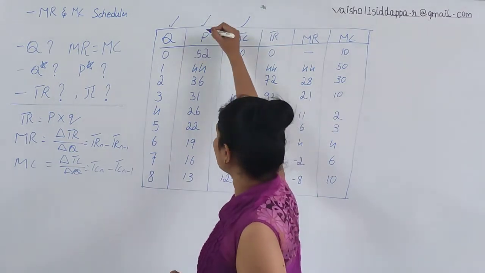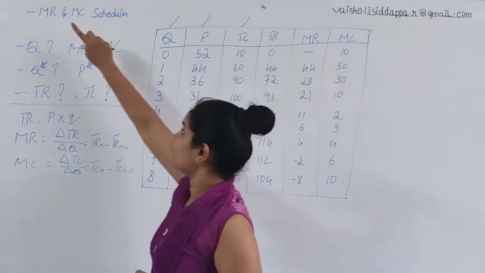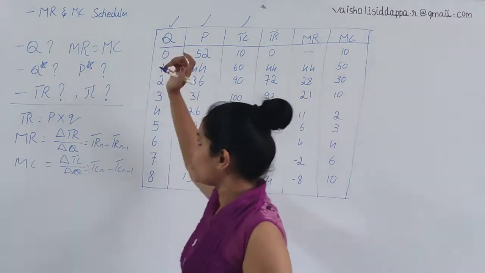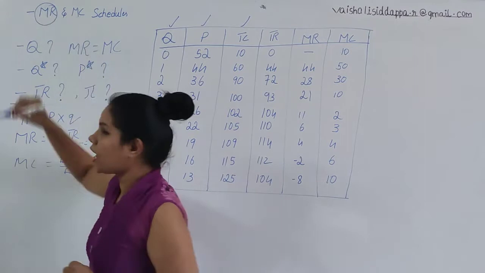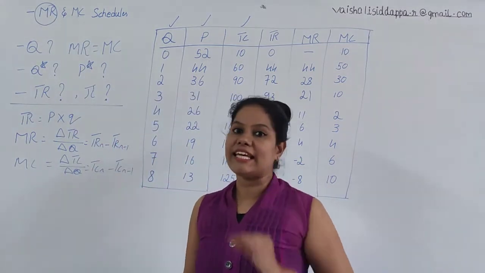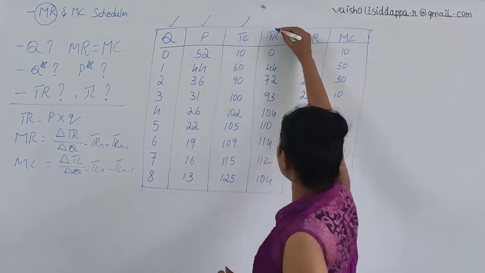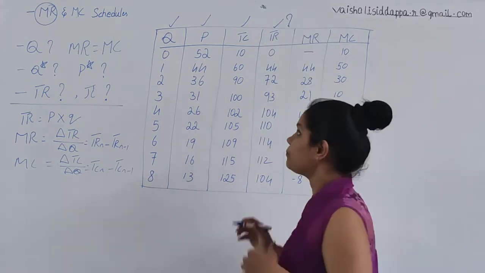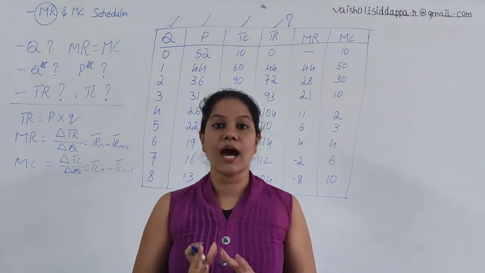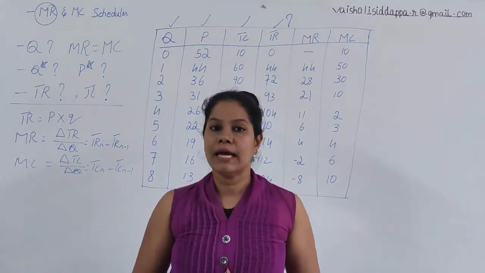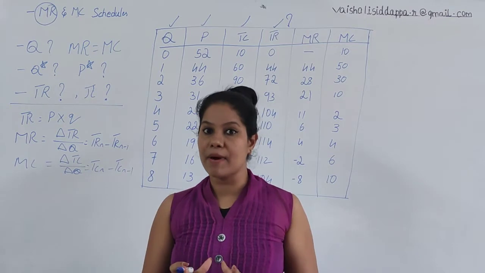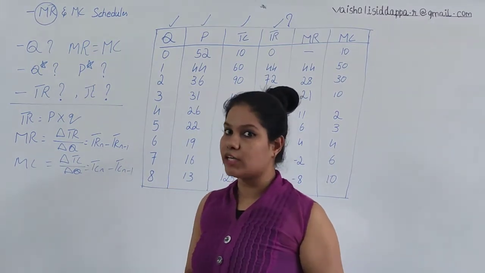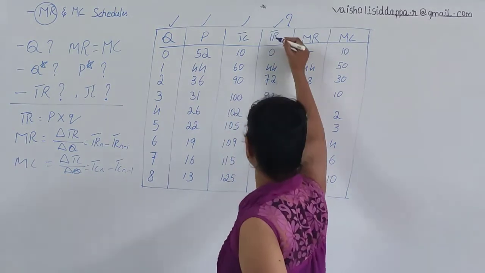So they have given you Q and P and TC. The first question says you have to construct MR and MC. If you want to construct MR, for that you need TR first. So we are finding a TR. Directly they're not asking you to find out TR. They're asking you to construct MR. To find out MR, you need TR. So without TR, you can't find out MR. So first of all, you have to find out TR.